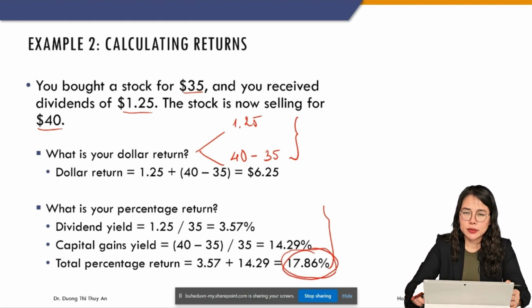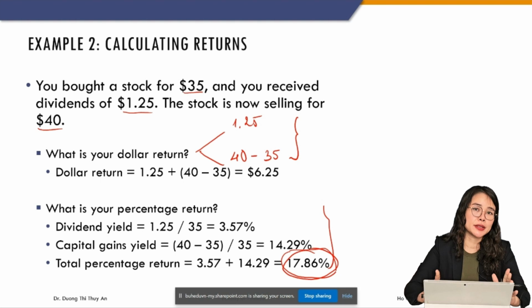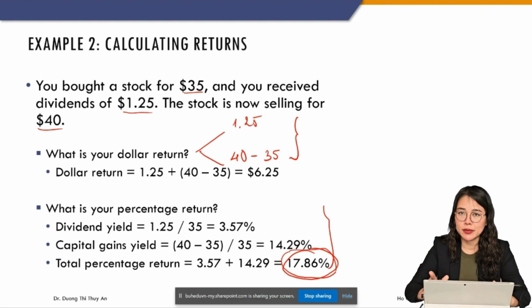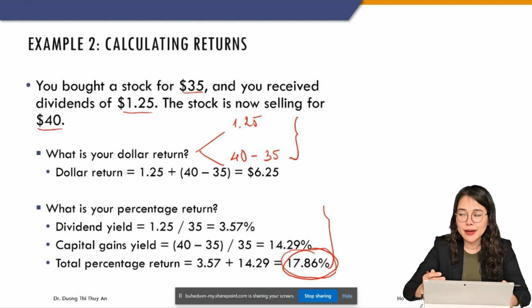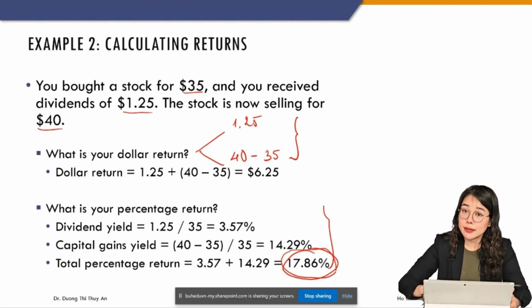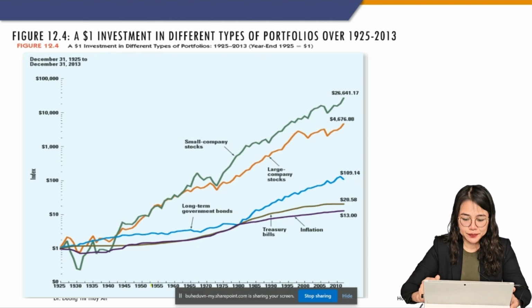on average, how much do we earn per year? Because we usually talk about the return per year in order to compare with other kinds of investment. How much do I earn annually, on a yearly basis? Okay, take a look at this example.